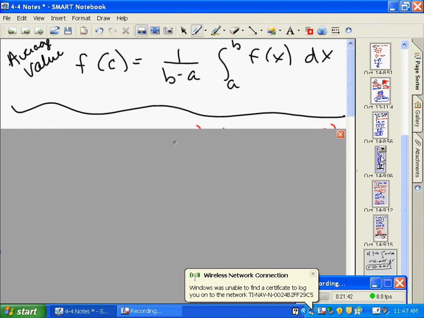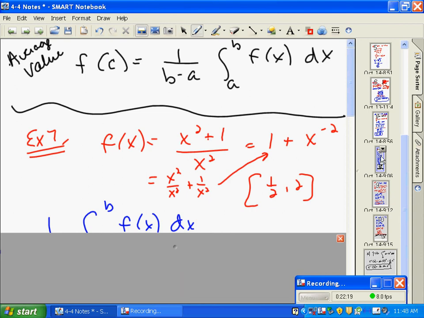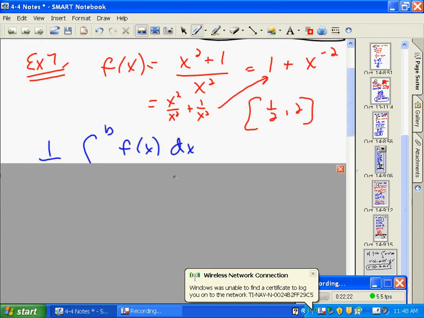Example 7. Find the average value, and here is the first problem. I have f of x is equal to x squared plus 1 all over x squared. And I am going to split that up. Think of this as x squared over x squared plus 1 over x squared, which is the same as 1 plus x to the negative second power. That's much easier to work with. And I'm going from 1/2 to 2.